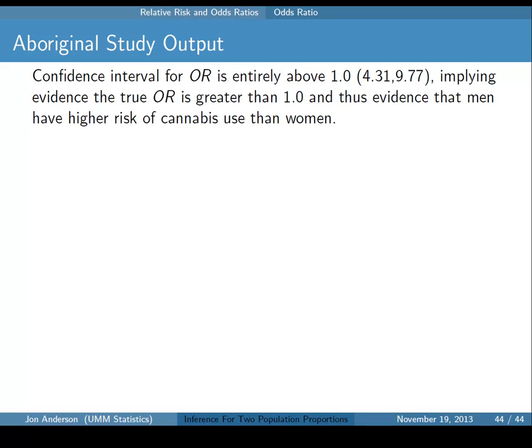Remember, 1 means no difference between the two populations. And since this confidence interval doesn't include 1, it is very clear that there is a difference between male and female risk of using cannabis. The numerator was men divided by the denominator population, which is women. So very clear evidence that the odds or the risk of cannabis use is bigger for men than women. And that is the end of the notes for this section.